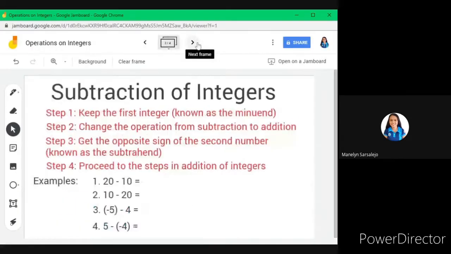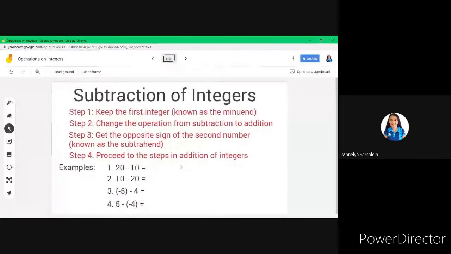Okay, so that's it for addition of integers. This time, let's proceed to subtraction of integers. So we have 4 steps to keep in mind. Step 1, keep the first integer, also known as the minuend. Step 2, change the operation from subtraction to addition. Step 3, get the opposite sign of the second number, known as subtrahend. And step 4, proceed to the steps in addition of integers.